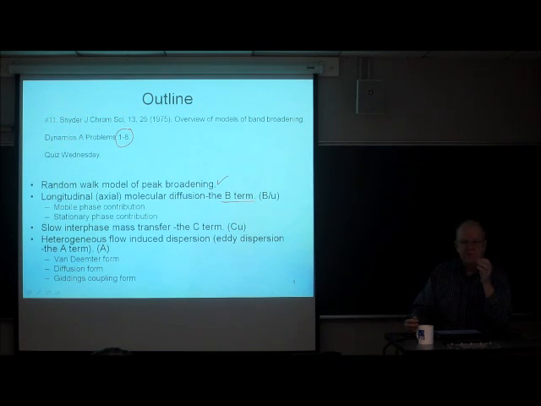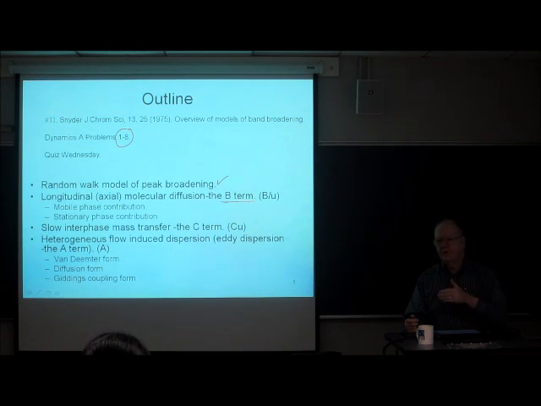It turns out that there are 3 subcases, if you will, of this A term. The first we'll deal with is what Van Deemter did. This is what's called the classical A term. And it works to a certain extent. Remember that the A term is the velocity-independent contribution to the peak broadening.